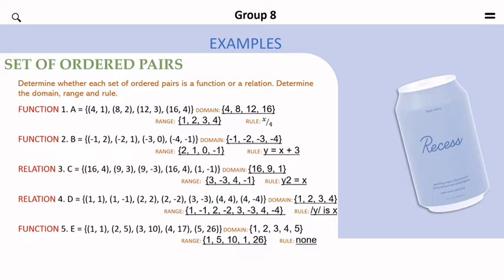Number 3 is considered a relation because, as we can see, 16 and 9 are repeated in the x of the set. That is why in the domain, only 16, 9, and -1 are written, and so is the same for number 4. The rule in number 3 is y squared equals x, while in number 4, y is plus or minus x. Number 5 is a function, but it has no rule that it follows.